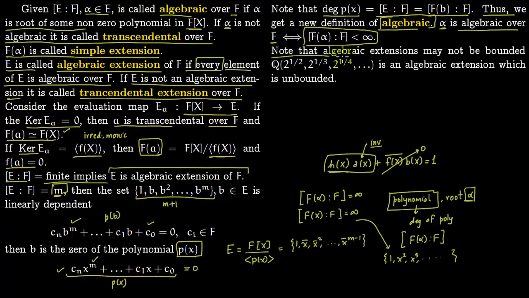So note that algebraic extensions may not be bounded. So this is the difference between algebraic extensions and being algebraic. E is called an algebraic extension of F if every element of E is algebraic over F.